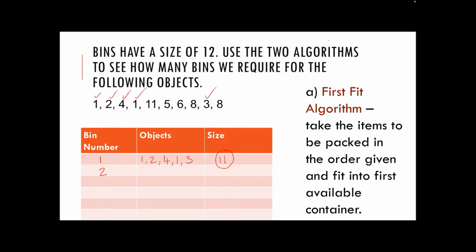Into bin number 2 then, I can fit number 11. I can't fit 5, 6, 8 or 8 though, so again our size is 11. Into bin number 3, I've got number 5 and number 6. I can't fit 8 or 8 though, so that's me done at 11. Number 4 then, I've got number 8. And then bin number 5, I've got 8 as well.